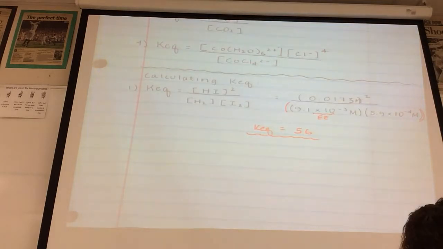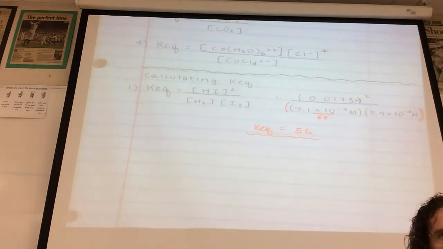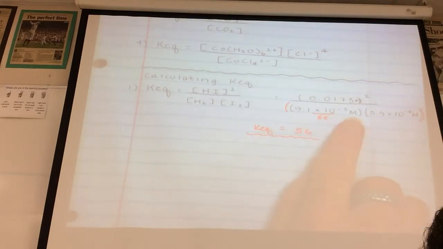And KEQ is equal to 56. Did we get that? If you have a multi-view, you will need multiple sets of parentheses. If you have the multi-view, you'll need all of those parentheses on the bottom. That's why it's not my favorite. Anytime you have times 10 to the, with the multi-view, you need a set of parentheses. So you'll need 1, 2, 3, 4, 5, 6 parentheses with the multi-view.